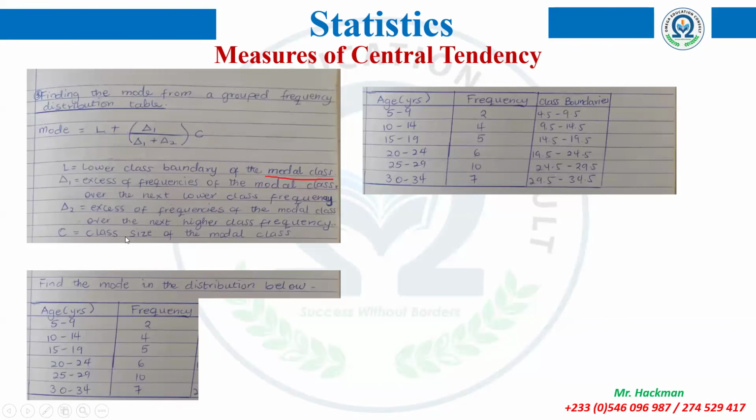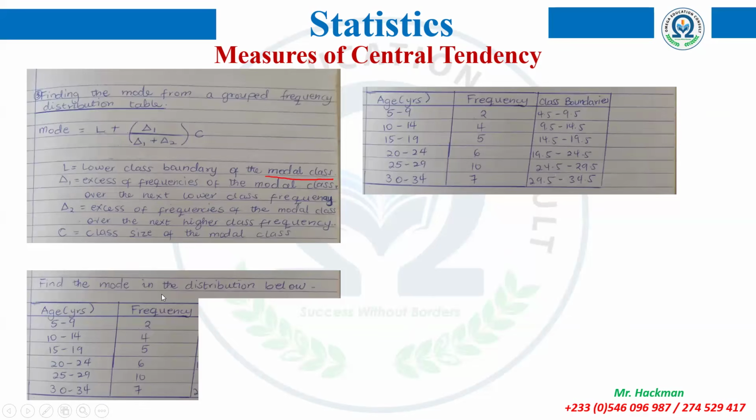Now, what do we do? Class size of the modal class. So here C will be the modal class size, basically. And as you quote the formula, it is not necessary for you to write the whole of this. You just need to write their value. So as I move on in terms of the calculation, you will appreciate.